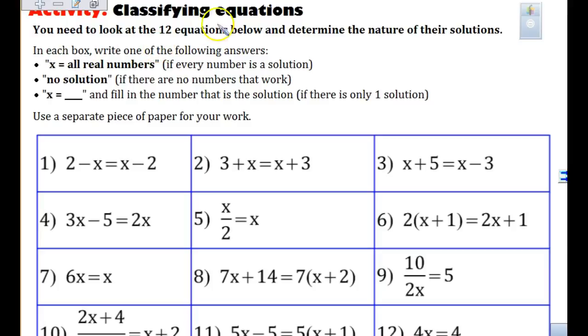So it says, we're going to look at these 12 equations below and determine the nature of their solution. In each box, you're going to write one of the following answers. The answers that we are putting in the box are going to be all real numbers, because it was a true statement, okay? We are going to put no solution, because it was a false statement, no numbers work. Or we are going to put down X equals a number, and you're going to tell me the one solution, okay? So the all real numbers, that was for a true statement, like 3 equals 3.